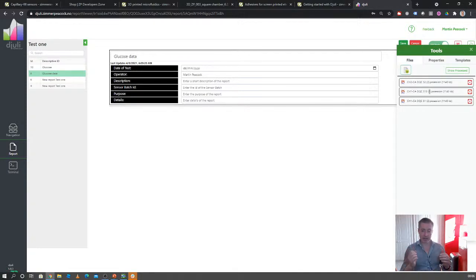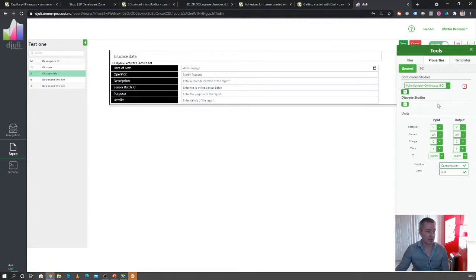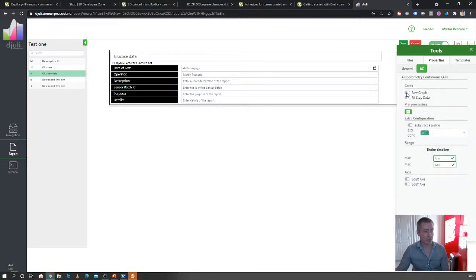So I've essentially been in the lab, and I will have gathered, in this example, chronoamperometry data, and as I say, we've actually done chronopotentiometry data in the past. Next, this is a continuous study. What we mean by that is we've been watching a signal as a function of time. So it's amperometry data, AC, and then I'm going to go to raw data, and I'll close it.